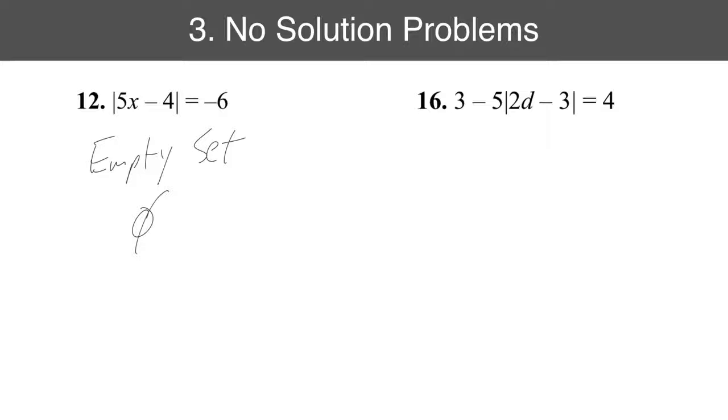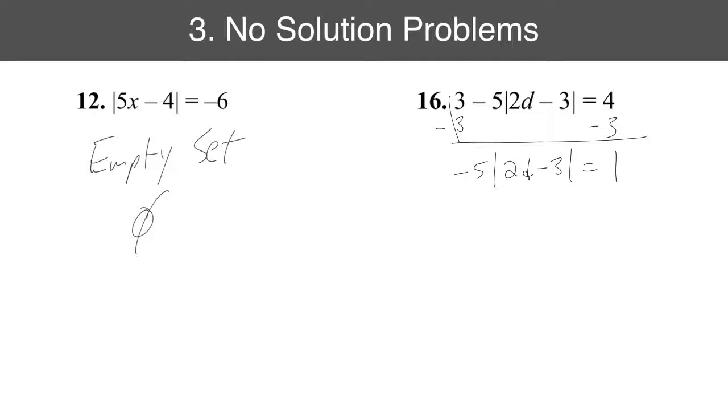Now on 16, we have an absolute value equal to 4, but we have a 5 and a 3 outside the absolute value. So we have to deal with those first before we can see what type of problem this is. So let's deal with the things on the outside. We've got to move the 3 and the 5. Now we move the 3 first. So we subtract 3 over, because the 3 was positive. We get negative 5 times the absolute value of 2d minus 3 equals, and then 4 minus 3 would be 1.